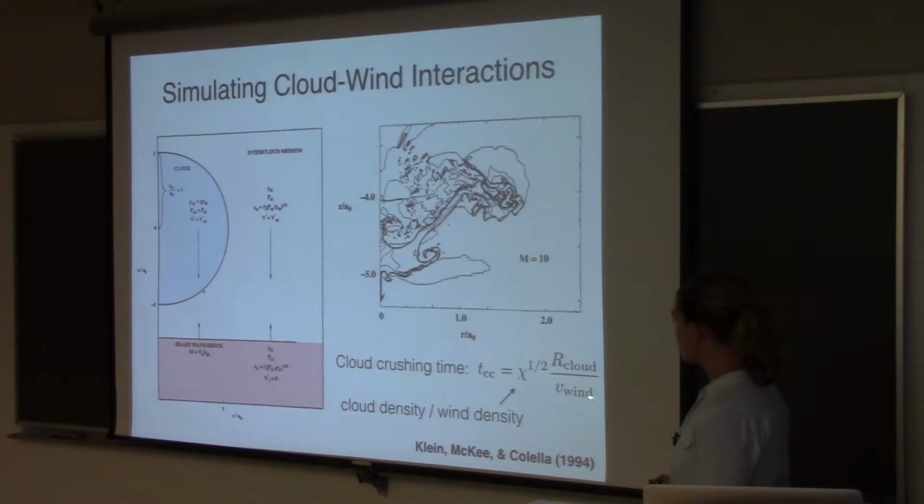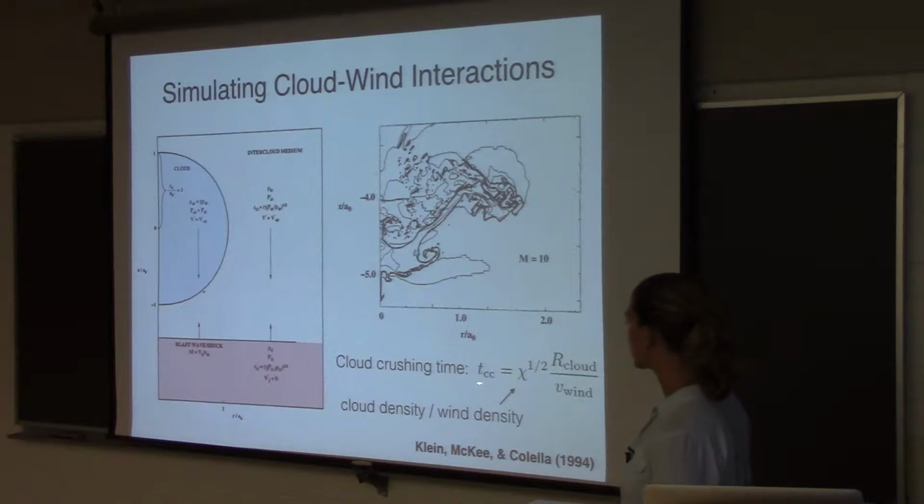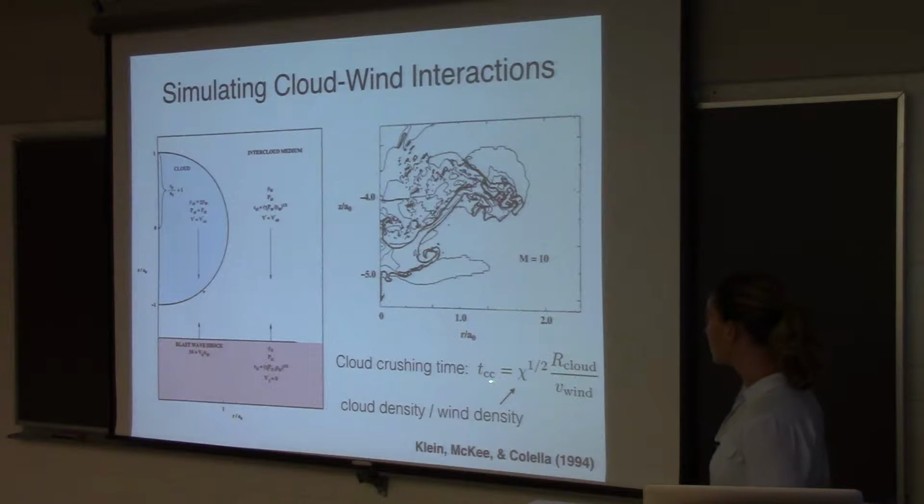And in particular, this study was useful in that it developed a characteristic time scale for the evolution of these clouds. It's called the cloud crushing time, and it relates the size of the cloud to the velocity of the background wind and the cloud density ratio to the wind density in the background.